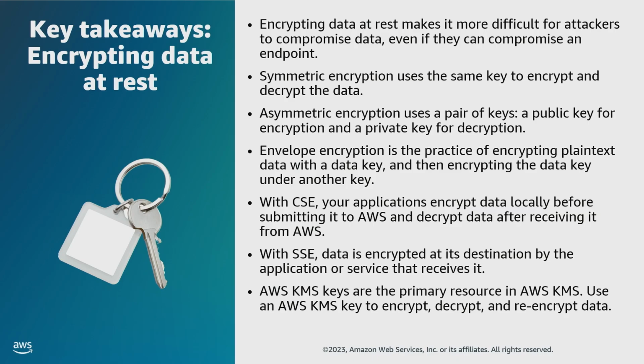Envelope encryption is the practice of encrypting plaintext data with a data key and then encrypting the data key under another key. With CSE, your applications encrypt data locally before submitting it to AWS and decrypt data after receiving it from AWS. With SSE, data is encrypted at its destination by the application or service that receives it. AWS KMS keys are the primary resource in AWS KMS. Use an AWS KMS key to encrypt, decrypt, and re-encrypt data.